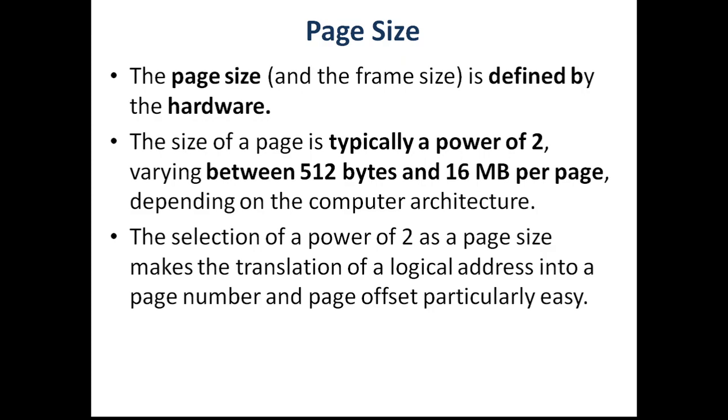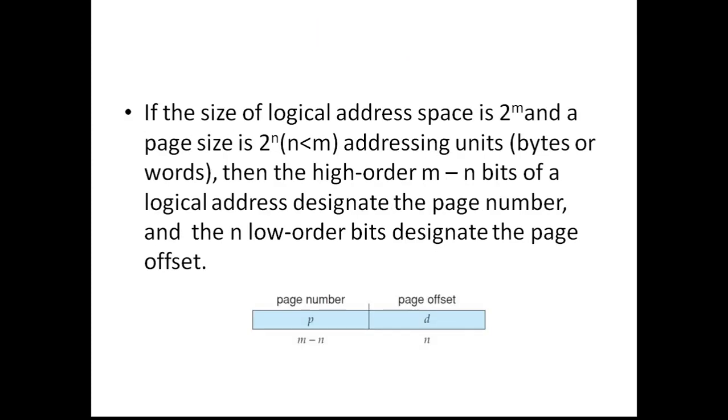This is a standard size. The size varies between 512 and 16 MB. And in the selection, we always choose the size to be a power of 2, so that we can express the value in powers of 2. This makes the translation easier. That is, you can easily split the address into 2 parts, page number and offset, whenever the address is represented in power of 2. We will see a lot of examples for that.